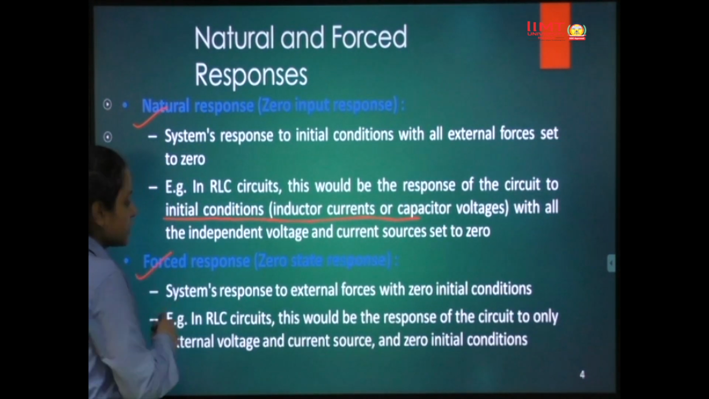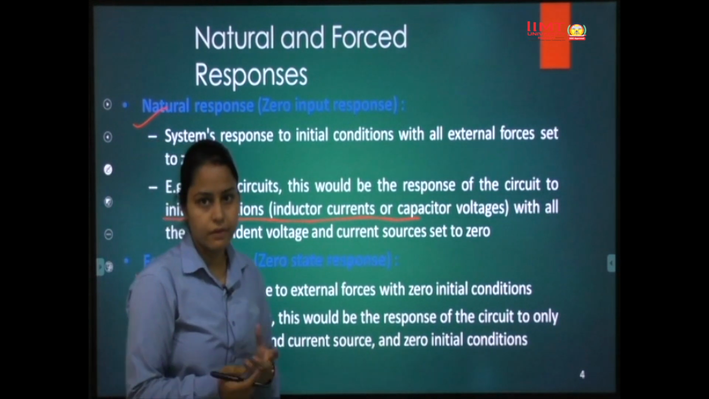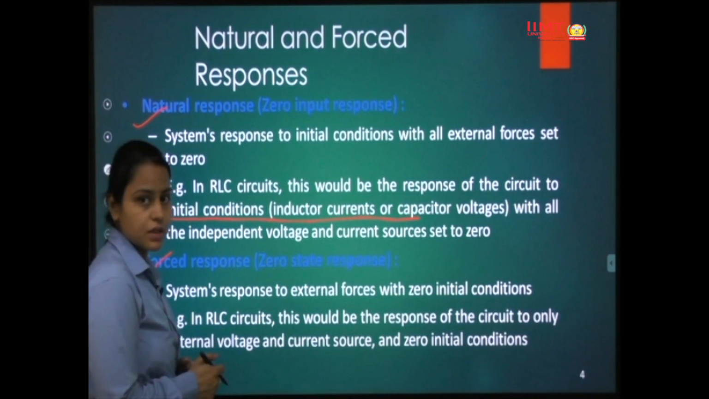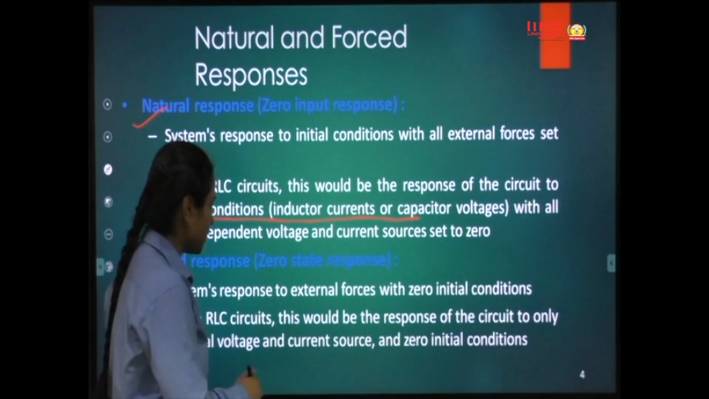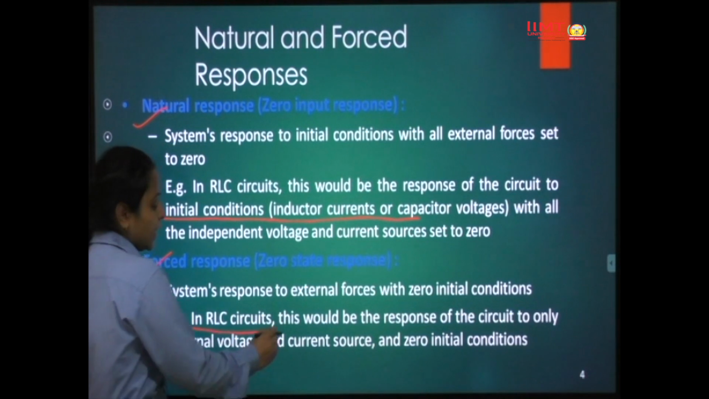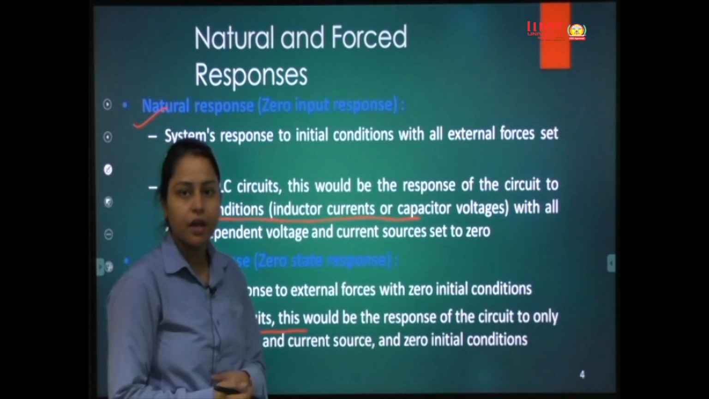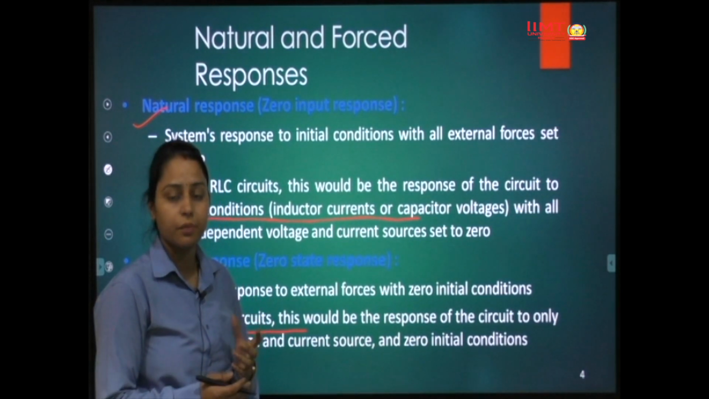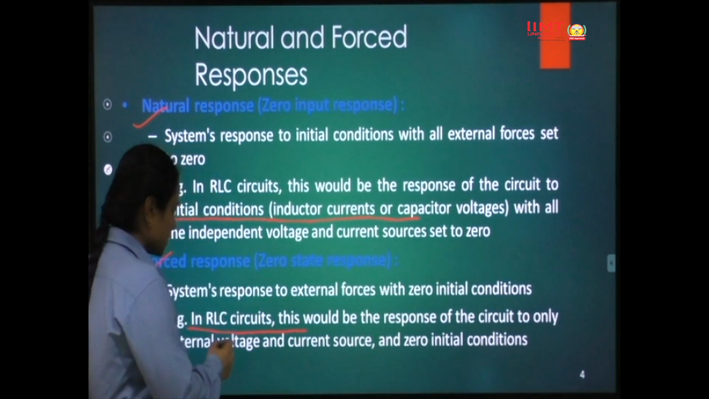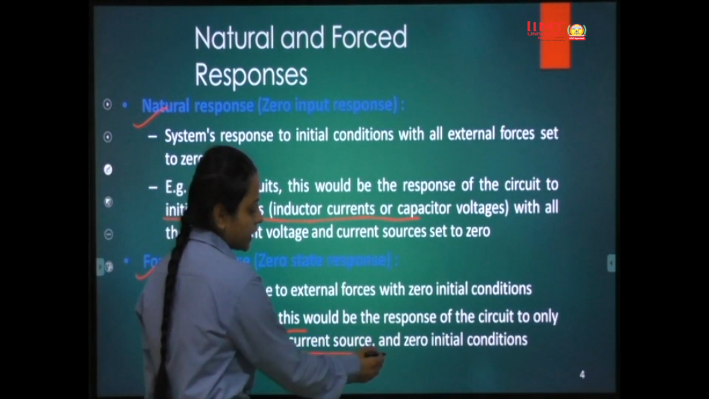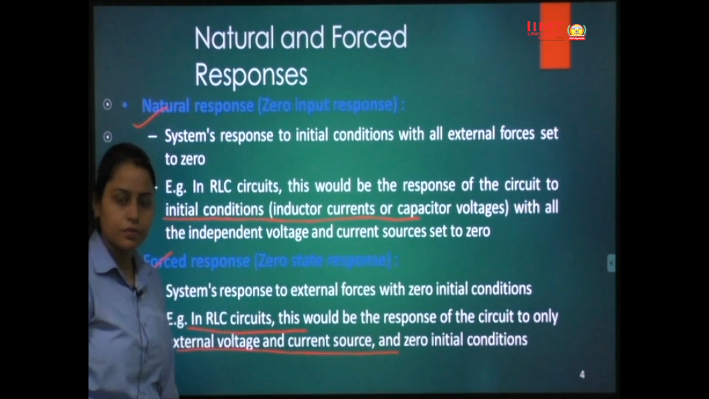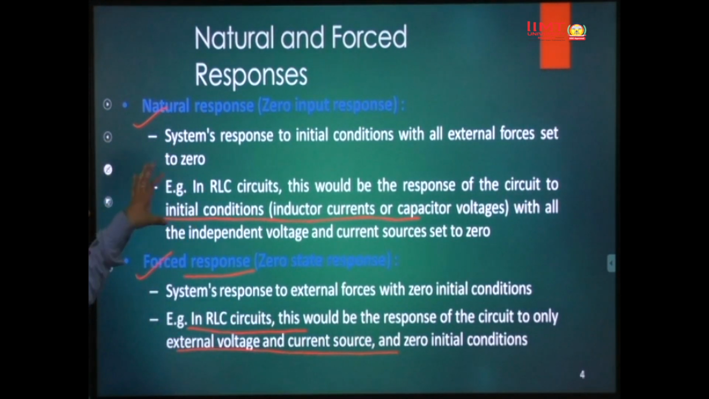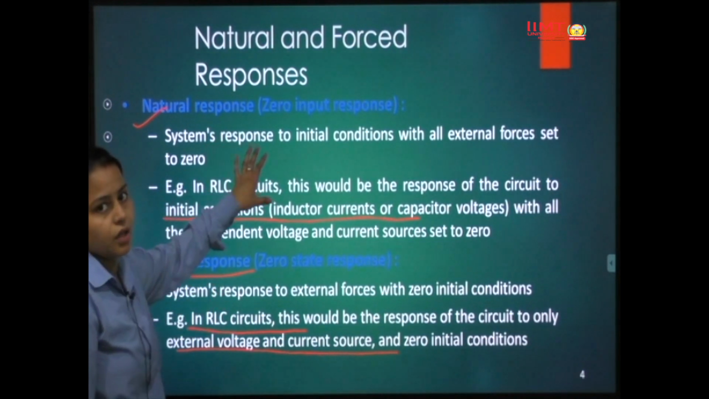And forced response is when there is no initial condition, we assume zero initial condition or zero state response, and we apply the external forces and then we get the output. This is called the forced response. For example, in a series RLC circuit, if the inductor does not have any initial current and the capacitor does not have any initial voltage, and we apply an external source of voltage or current, then the output we get is called the forced response. So the total response of the system would be the forced response plus the natural response.